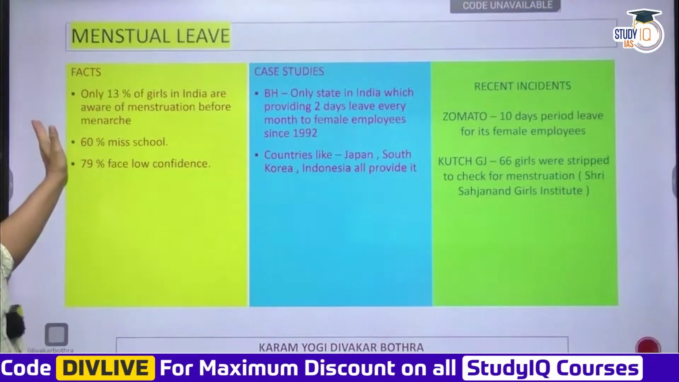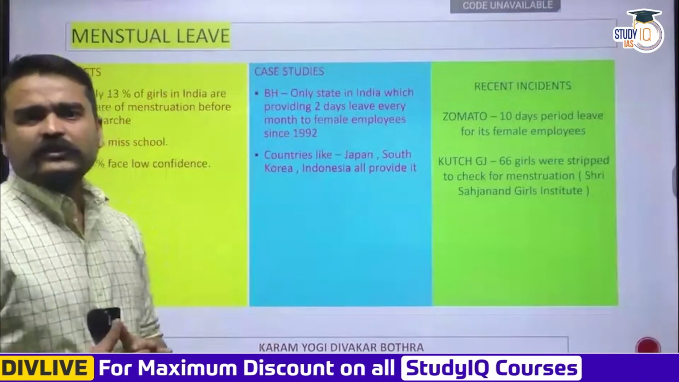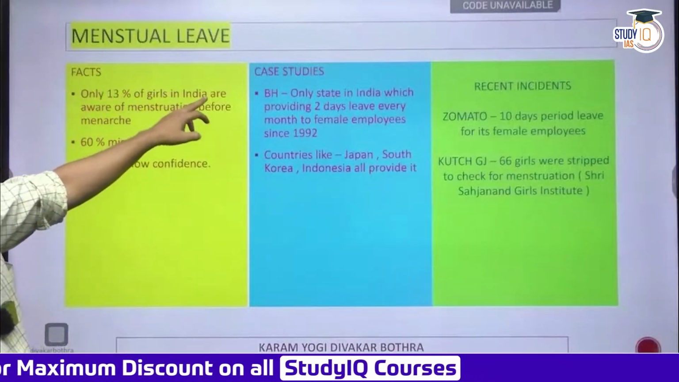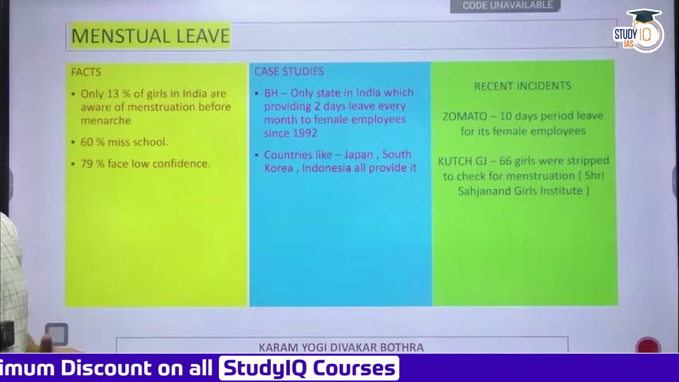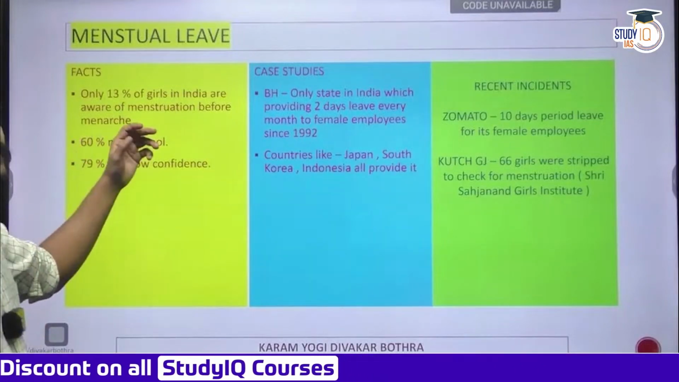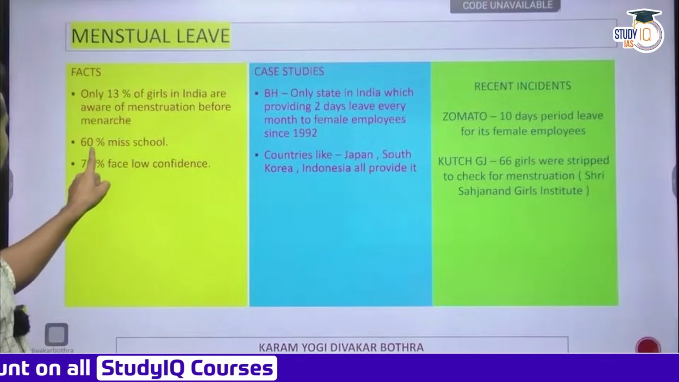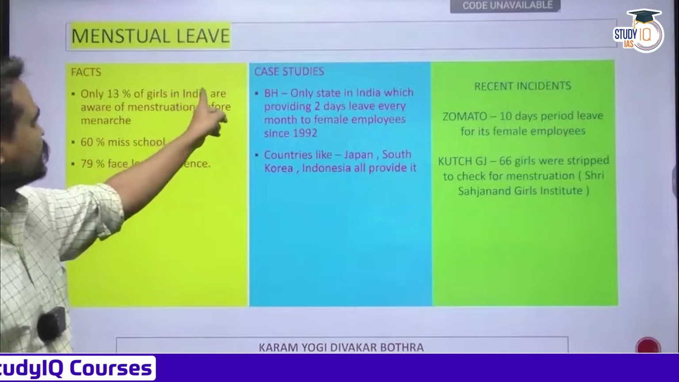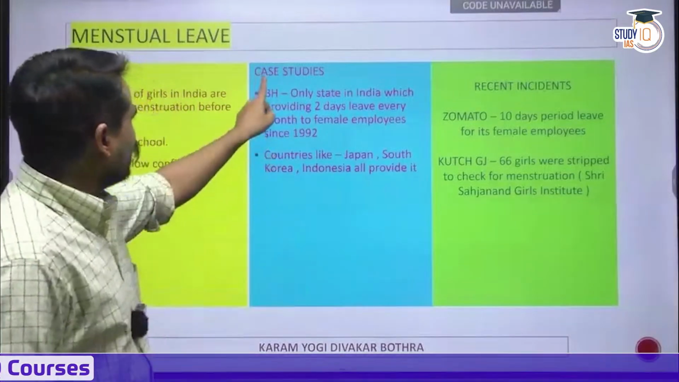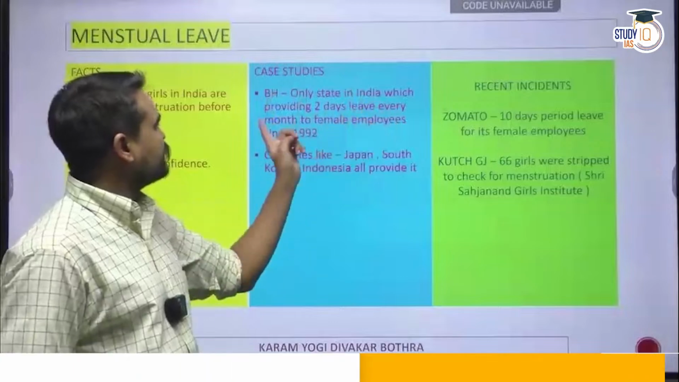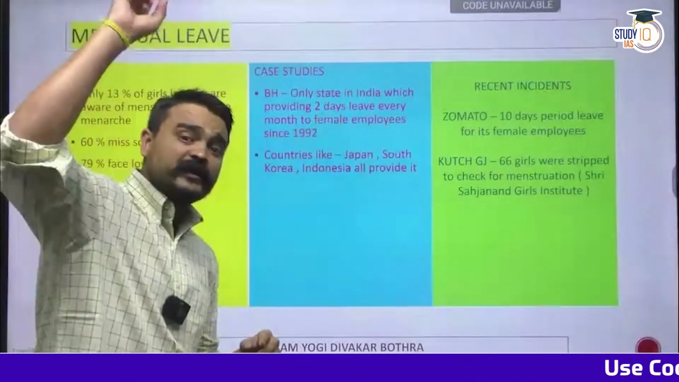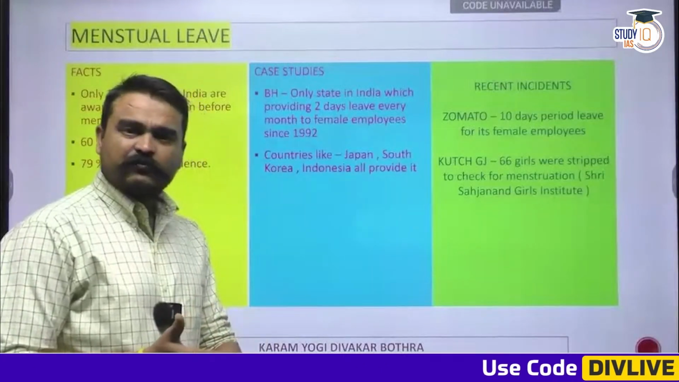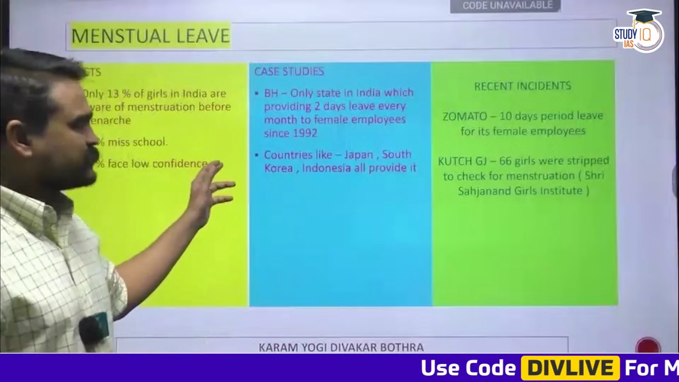Now there is a debate. Should we provide menstrual leave? Let's first look into the facts. Only 13% of girls in India are aware of menstruation before menarche. 60% miss school during their periods. 79% face low confidence during their menses. Case study: Bihar is the only state in India providing 2 days leave every month to female employees since 1992. Almost 32 years.